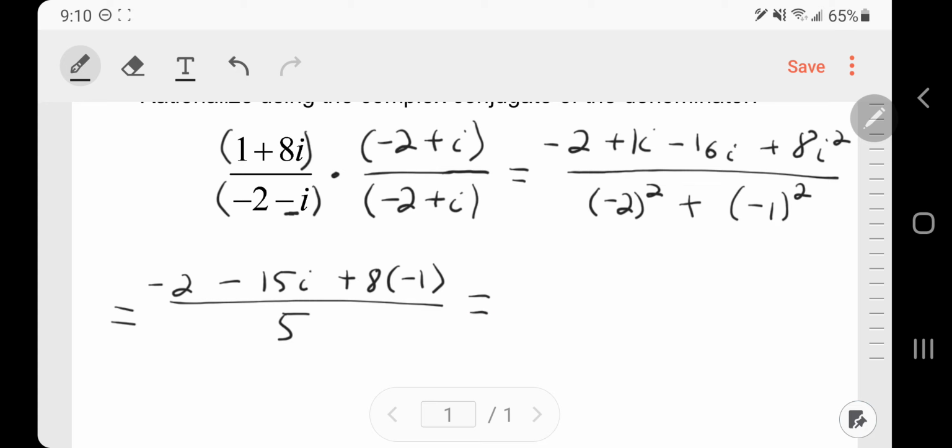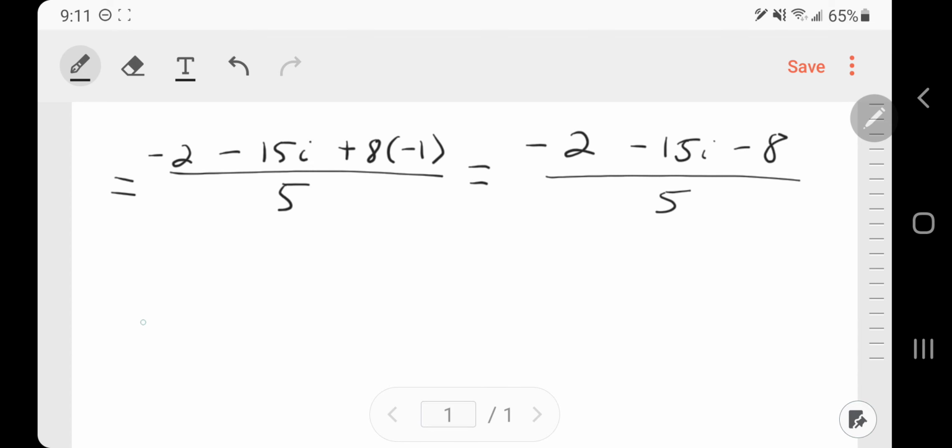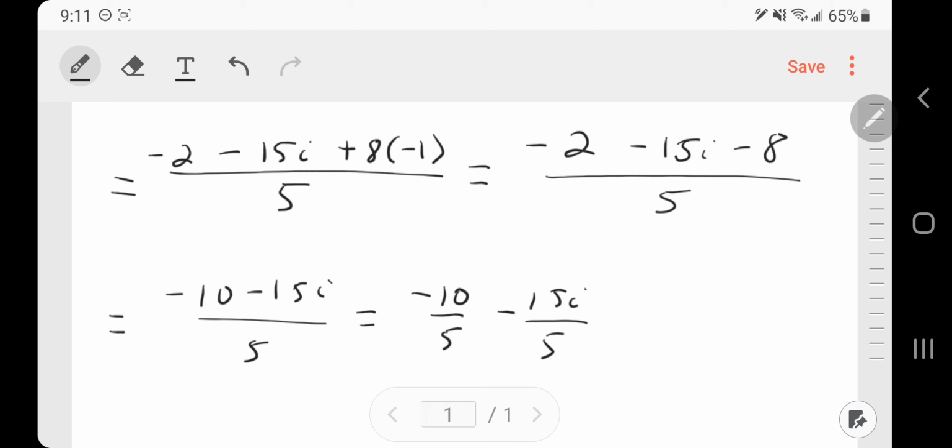Continuing to simplify here, we're going to have a -2 - 15i, and positive 8 times -1 is going to give me a -8, all over 5. Okay, so combining our like terms up here, we're going to have -10 - 15i over 5. We can split that to be -10 over 5 minus 15i over 5.